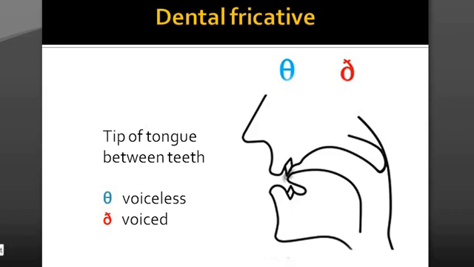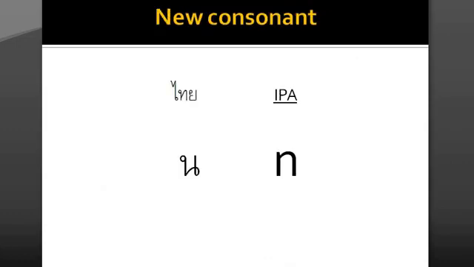The next sound will be easier. The next one, congratulations, you have this sound in Thai language. This is n, the N sound. And the IPA letter looks the same as the English letter N. This is the IPA letter N.